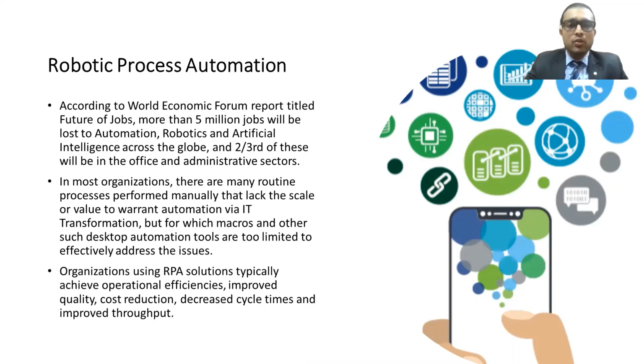RPA can fill this gap by reducing the minimum viable scale of process automation as compared to its traditional counterparts. Organizations using RPA solutions typically achieve operational efficiencies, improved quality, cost reduction, decreased cycle times, and improved throughput. Automated processes provide flexibility to change quickly, the ability to scale up exponentially, and produce valuable audit trails for compliances. But it is also very important to drill down to various attributes by identifying a process for automation and analyze them from an ease of implementation versus benefits point of view.